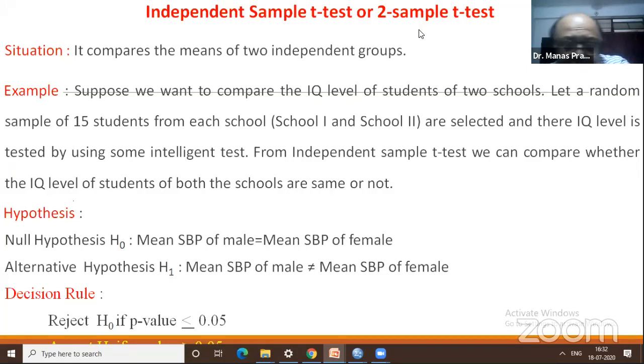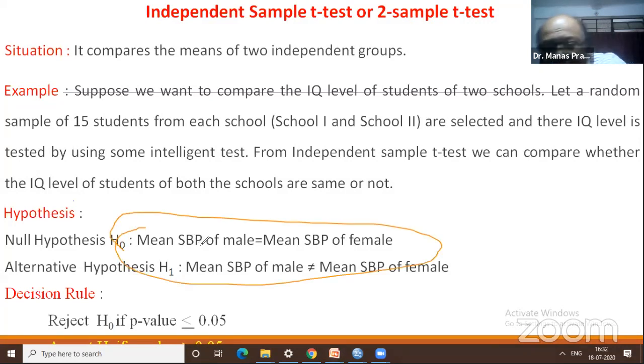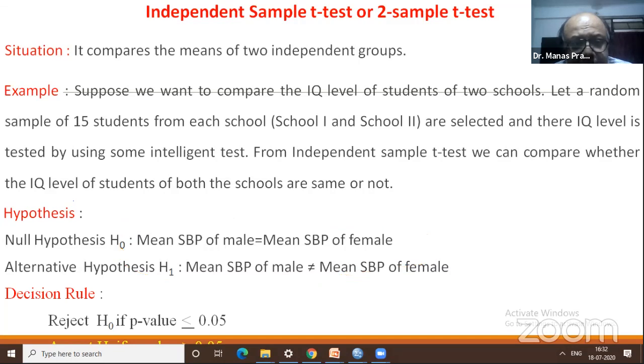I have given some other null hypothesis, but this is not the null hypothesis for this case. This is for another case, I will explain it later. So for this case, my null hypothesis is that the mean IQ level of both school 1 and school 2 are the same. There is no difference, because it is a null hypothesis. So the mean IQ level of the students of school 1 and school 2 are the same.